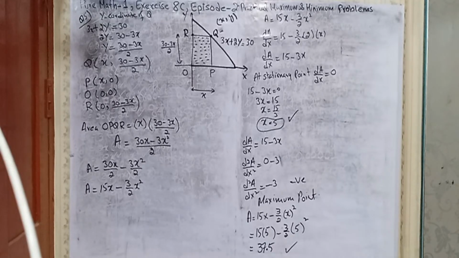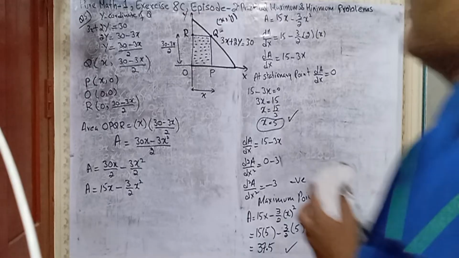This is exercise 8C, and this is our second episode on this exercise. The main topic of this exercise is practical maximum and minimum problems. The main topic of this chapter is further differentiation. The course we are studying is Pure Maths 1, Cambridge International AS and A Levels Mathematics. The code of the subject is 9709. These solutions are from all the topics, or you can say from paper 1 of this subject. So we are done with question number 5.